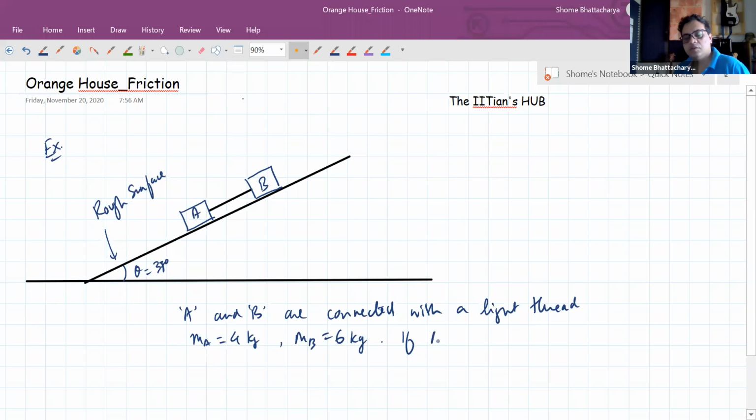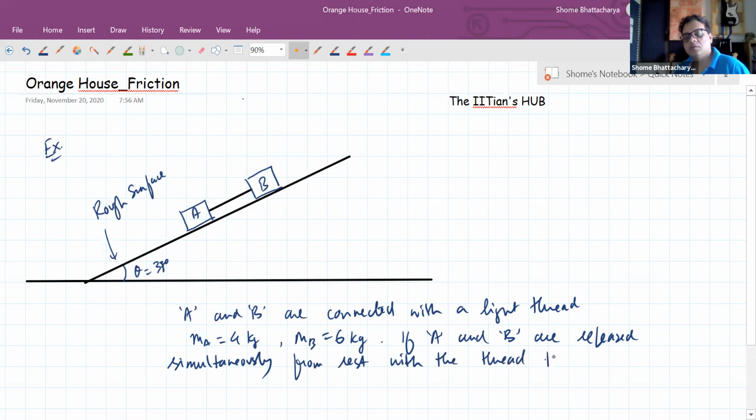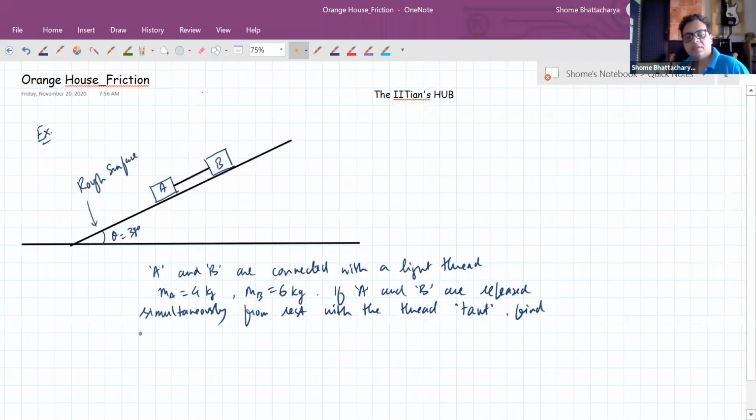If A and B are released simultaneously from rest with the thread taut, that means the thread is initially in a stretched or tight position, find their accelerations and the tension in the thread.